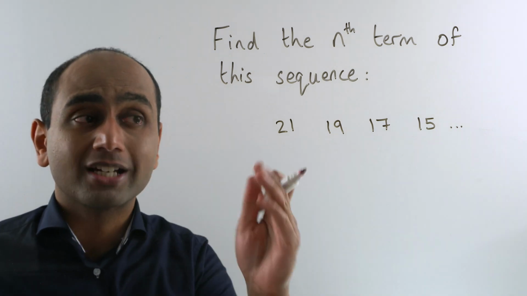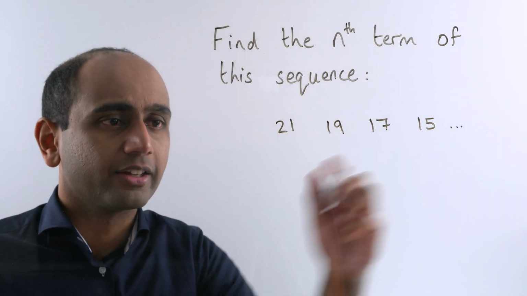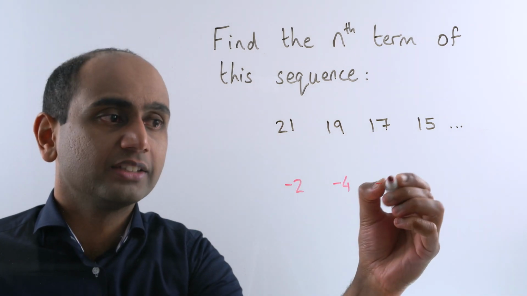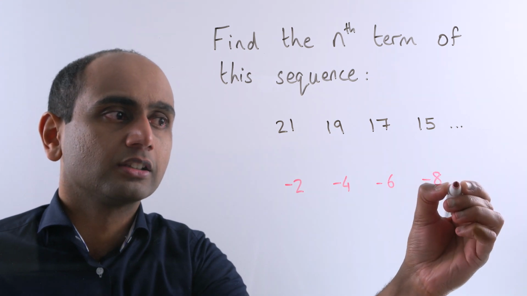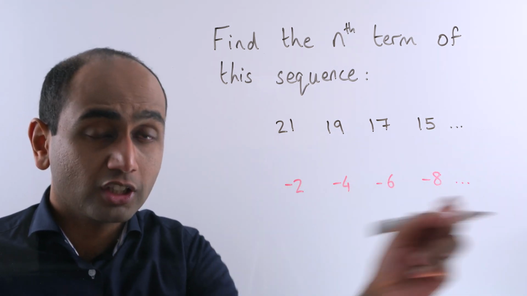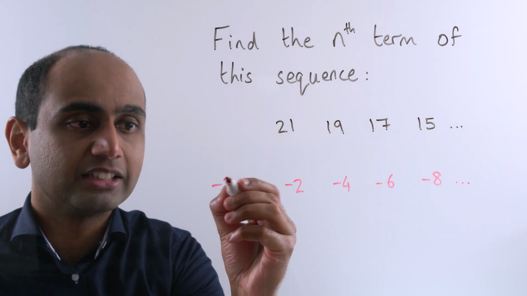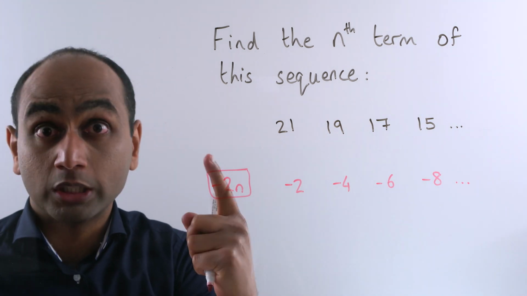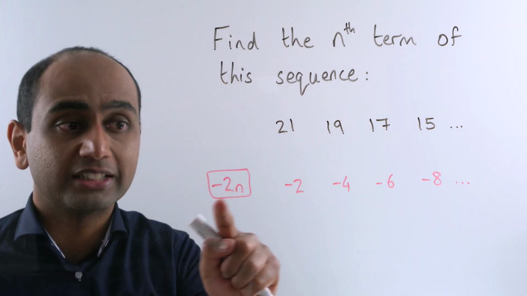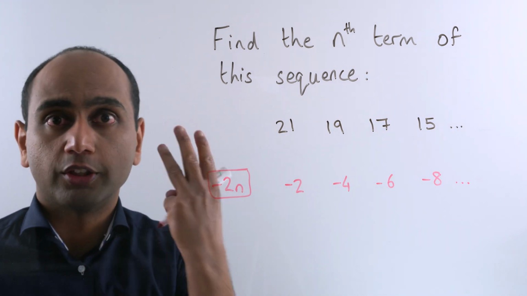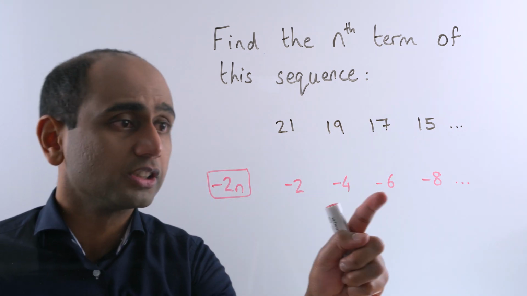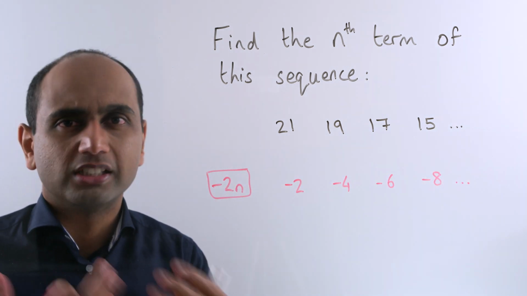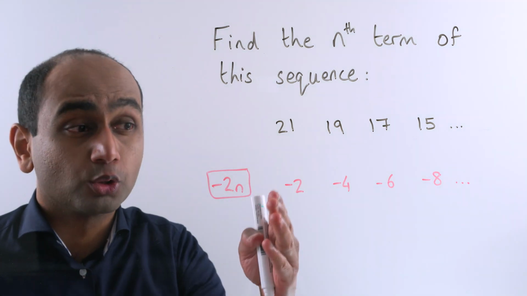So what I'm going to do is write the negative 2 times table underneath here. We've got negative 2, negative 4, negative 6, negative 8, and so on. The nth term of this sequence is simply negative 2n. Remember, the first term would be negative 2 times 1, which is that. The second term would be negative 2 times 2, which is negative 4. The third term is negative 2 times 3, which is negative 6, and so on. So that's our negative 2 times table, which is, in a sense, the simplest sequence that goes down in steps of 2.